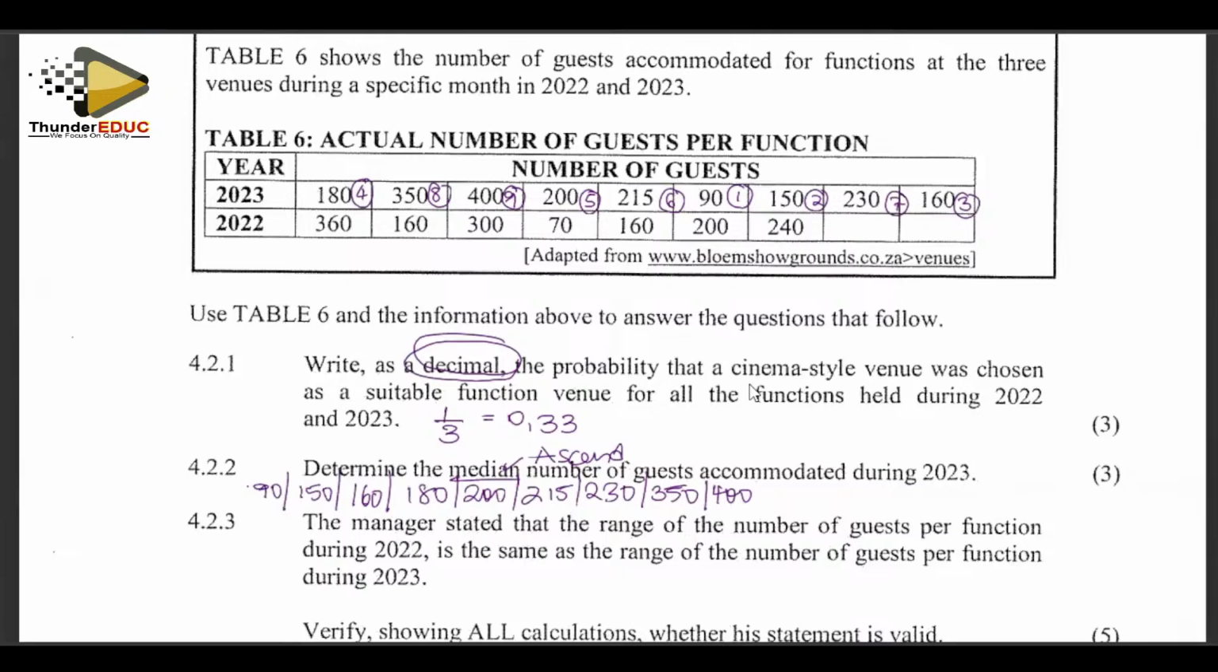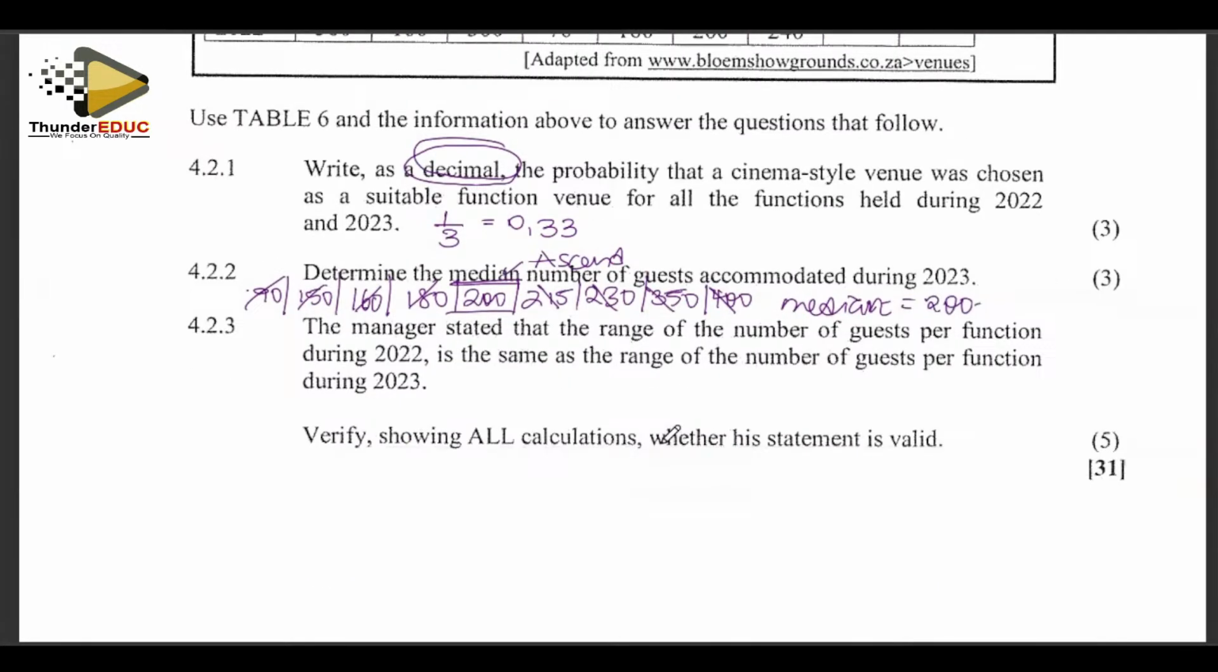So there are 9. Definitely we shall remain with full numbers on the sides. So here, if you remain with full numbers, we have 1, 2, 3, 4 on each side. So 200. So median equals 200. And next, okay, we are looking at 4.2.3.